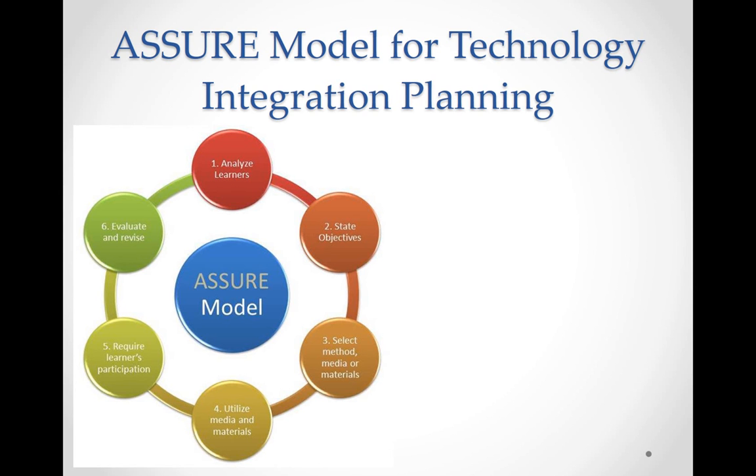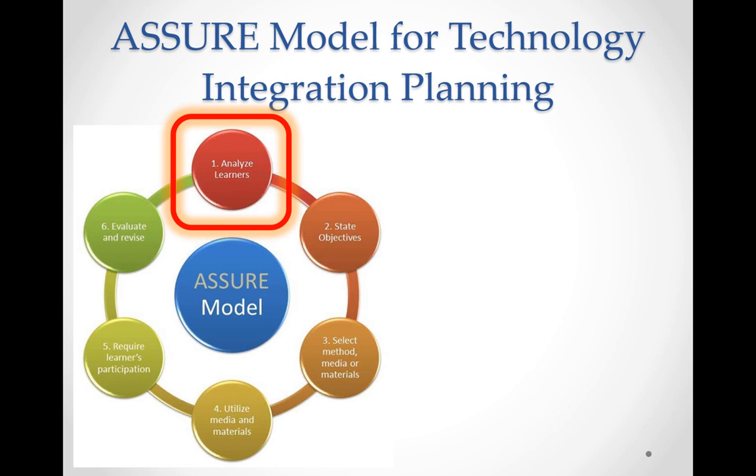And as you can see from the Assure model, there are 6 attributes for effective technology planning to integrate it into your learning environment. The first one is to analyze the learners. That's whomever will be in your learning environment. They may be your students. If it's a professional development, they may be your staff members, whatever. But you want to analyze them to get to know them so you can effectively know what they need.